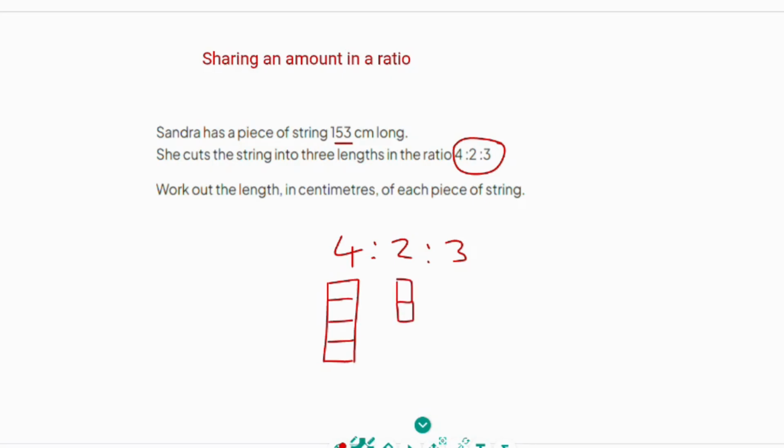It's got 4 to 2 to 3. She's sharing this 153 between all of the ratio. How many parts are there in the ratio altogether? 9. 4 add 2 add 3 is 9. So let's now divide 153 by 9, which gives 17. Each part of this ratio is 17. So all the boxes would represent 17.